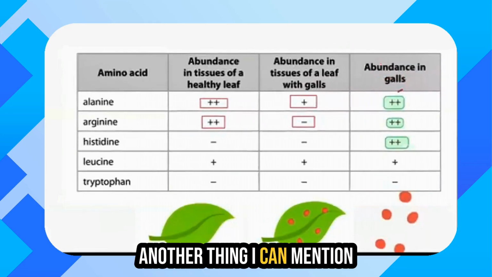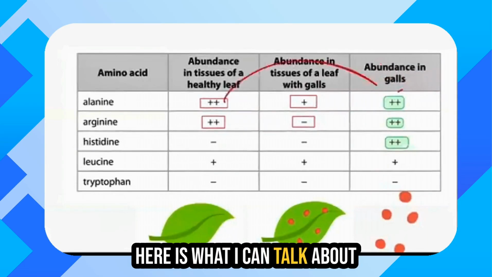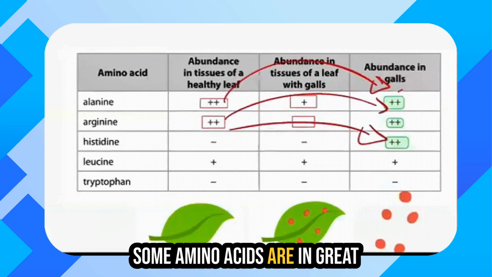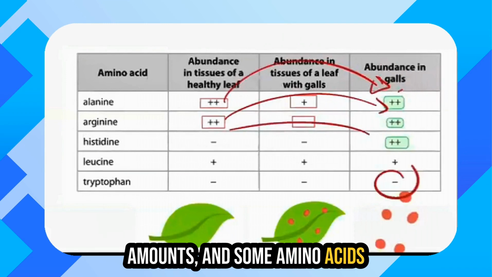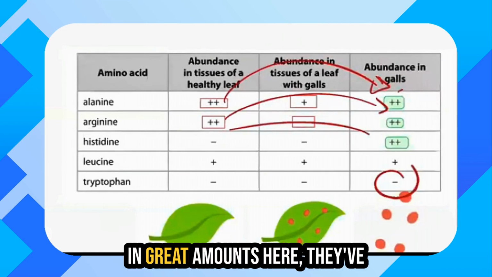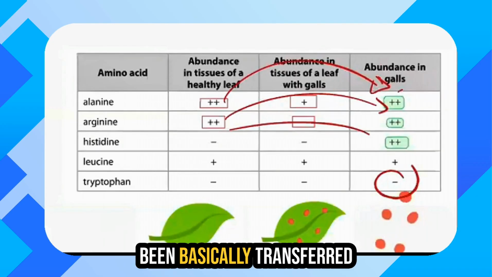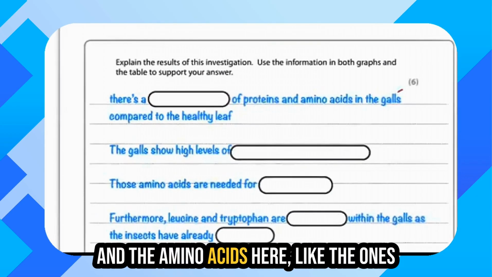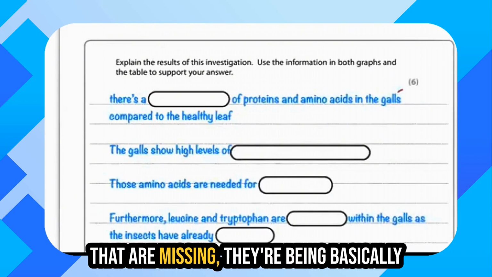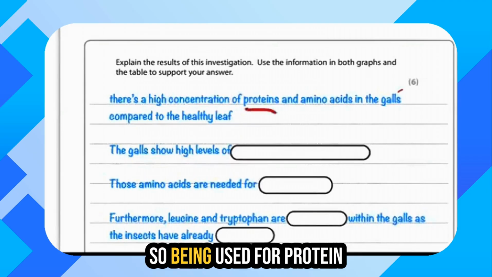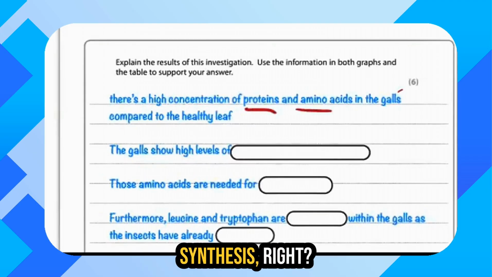Another thing I can mention here is the composition of amino acids. Some amino acids are in great amount and some amino acids are lacking inside these galls. Those amino acids that are in great amounts here have basically been transferred from the leaf into those galls. And the amino acids that are missing are basically being used by the insects to build protein. So being used for protein synthesis, right?